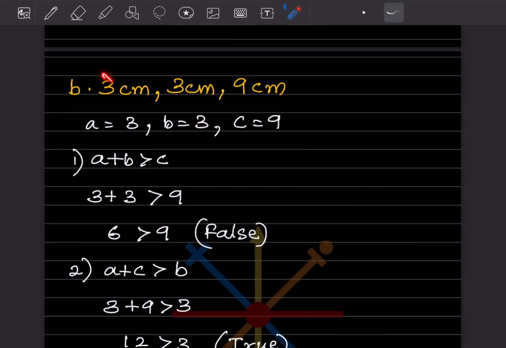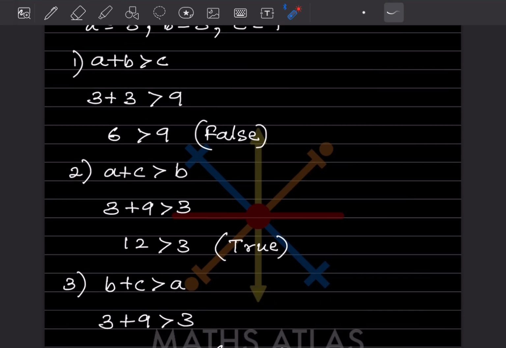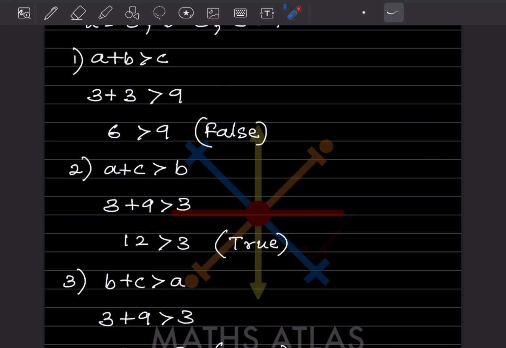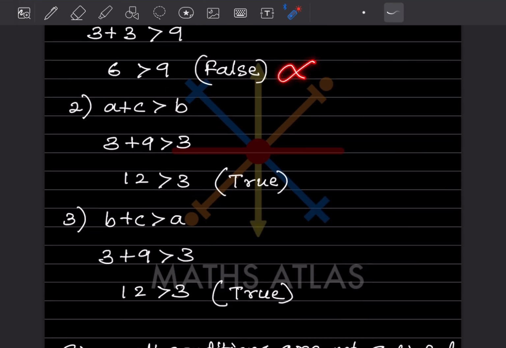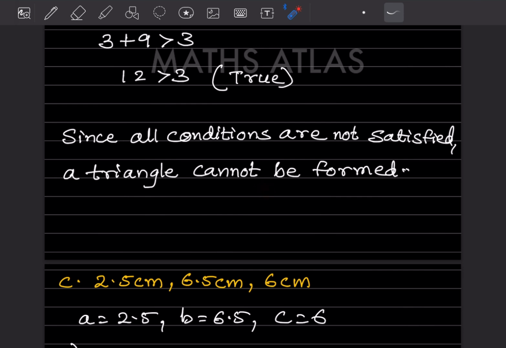Now if we are taking these three, this will be A, B and C. So now A plus B, that is 6, is greater than 9, which is false. Again, for this one, put the values A, C and B, so 12 is greater than 3, this is true. Again, 12 is greater than 3, this is true. Since all conditions are not satisfied, because here it is false, we can say the triangle cannot be formed. So if it is not formed, we cannot go for the Pythagorean triplet.